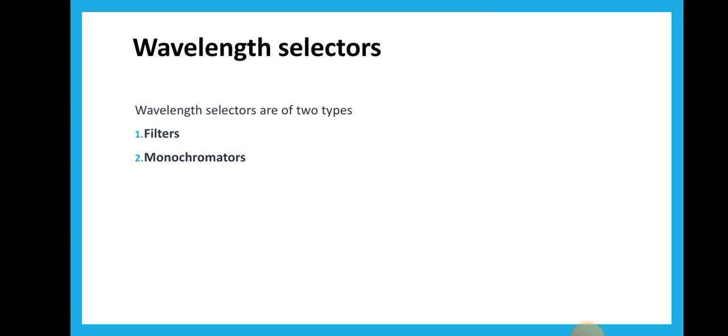Wavelength selection. Wavelength selectors are of two types. Filters are made of gelatin layers colored with organic dyes and sealed between glass plates. The monochromator resolves polychromatic radiation into its wavelengths.